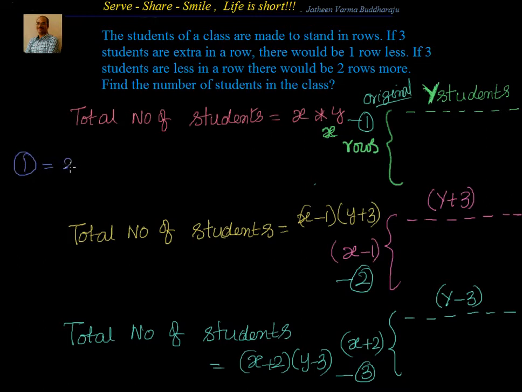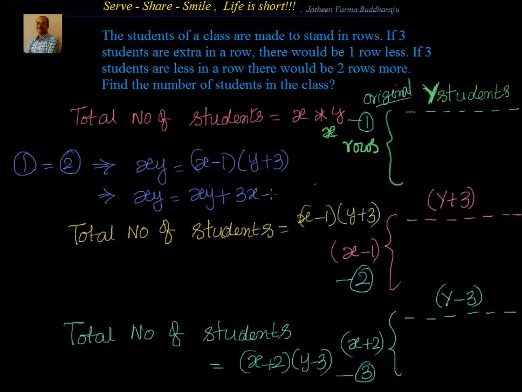So I will say 1 is equal to 2 will give me xy is equal to (x minus 1) into (y plus 3), or if I simplify that, I will have xy equal to xy plus 3x minus y minus 3. So if I simplify and cancel xy and xy, I will have my first equation which says that 3x minus y minus 3 is equal to 0. 3x minus y minus 3 equal to 0.